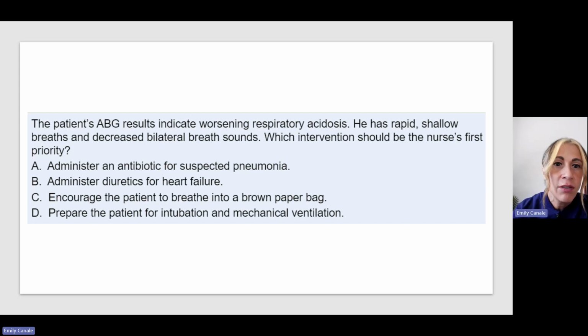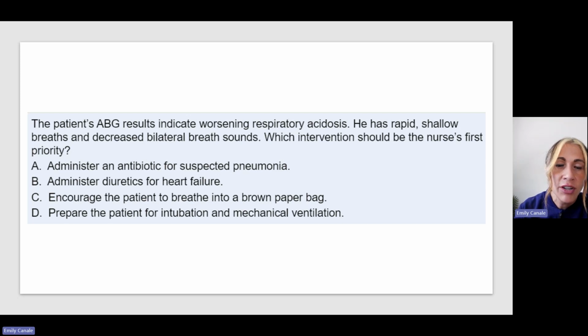The patient's ABG result indicates worsening respiratory acidosis. He has rapid shallow breaths and decreased bilateral breath sounds. Which intervention should be the nurse's first priority? I'm going to let you look at this. Well, I don't know about you, but I would think airway. So I would want to intubate the patient. So you should be thinking D.